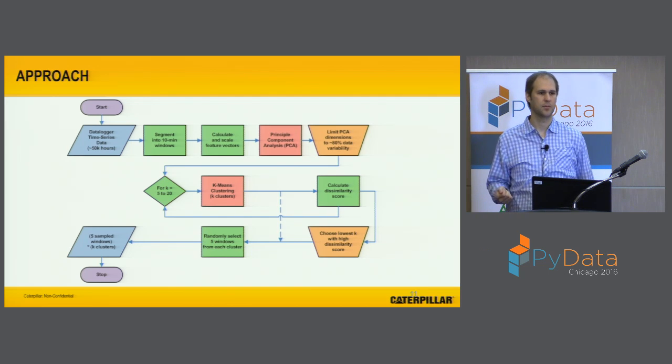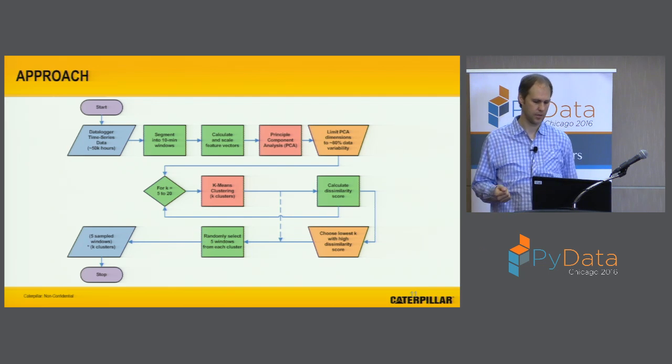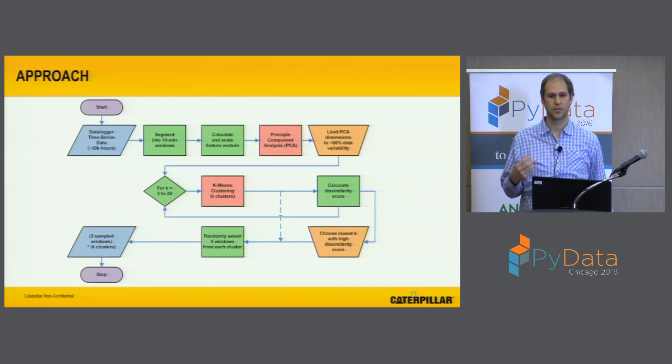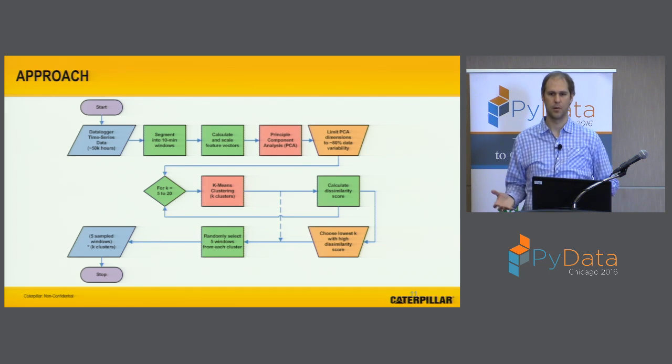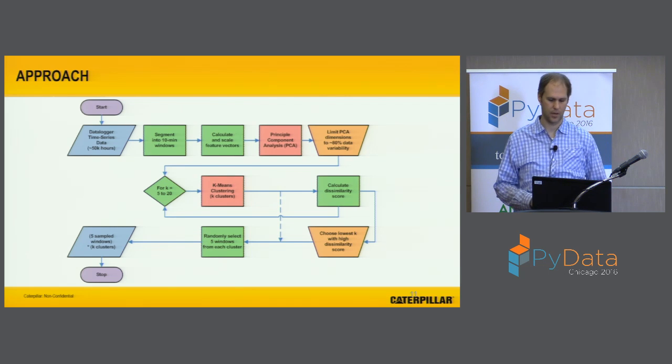Then we're going to calculate specific features related to the powertrain system. And we need to scale those because the features are not all on the same magnitude. We don't want one feature to outweigh the others just based on the scale of it. Then we run principal component analysis, PCA, and I'll explain this later, but this is to reduce the dimensionality of the data.